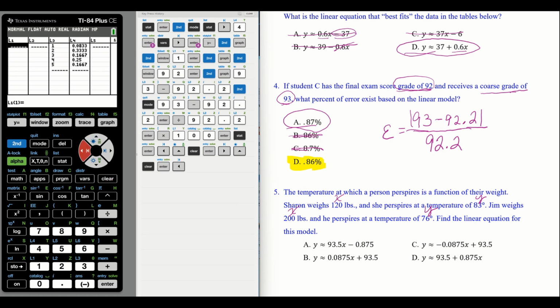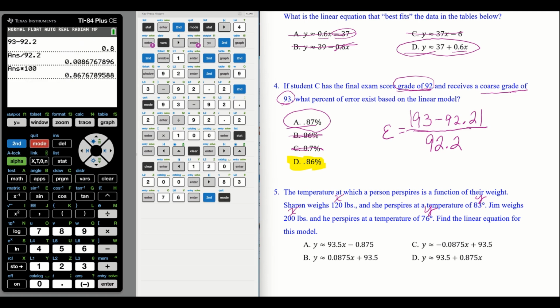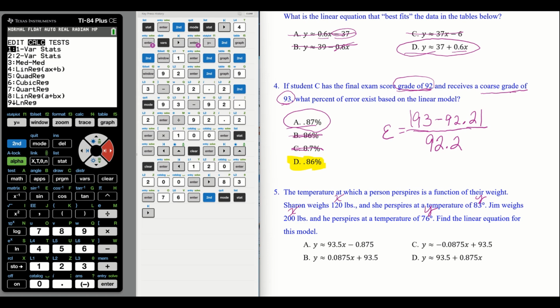Okay. So my X's are 120, and then I need 200. Okay. Arrow over. Then, yep, 83, and then the 76. Okay, now I have to back out or nothing will happen. Then I have to push that, go to calculate.